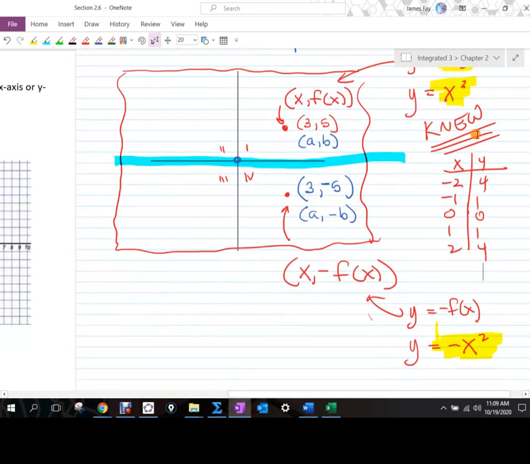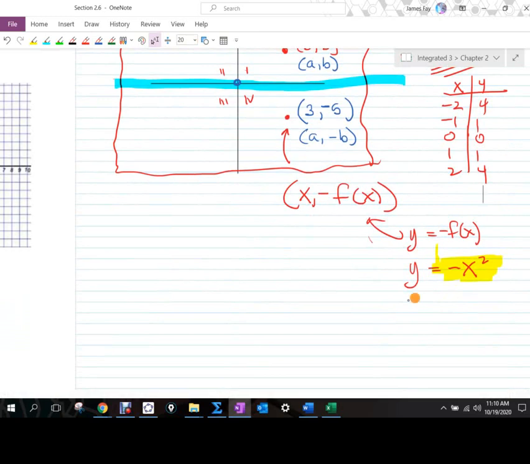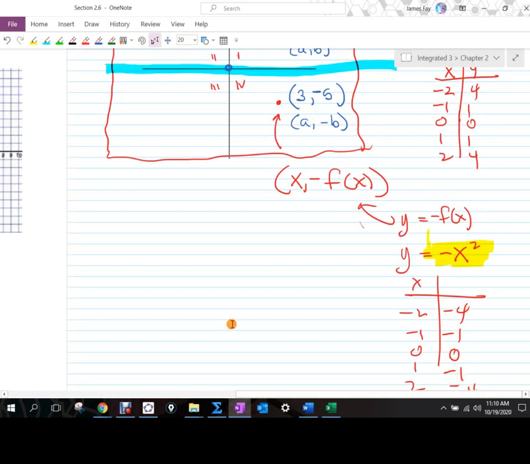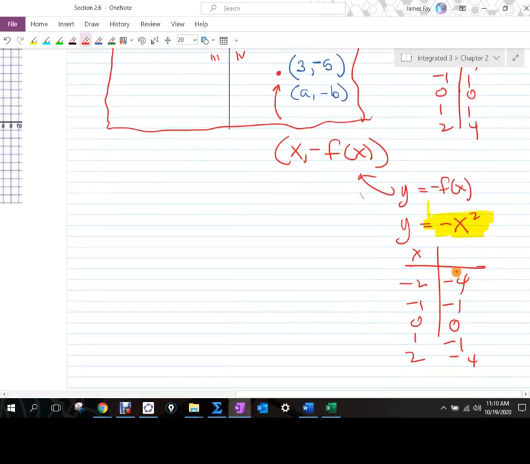If I know how to graph x squared, then graphing the opposite of x squared is taking these points and now all I do is I take these y values that were up here for x squared and I make them negative. So it becomes -4, -1, 0, -1, -4. And I can graph those, and that's going to give me my negative x squared graph. Does that make sense? Okay.